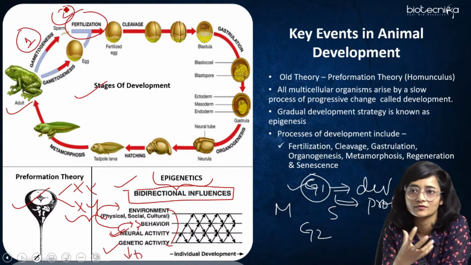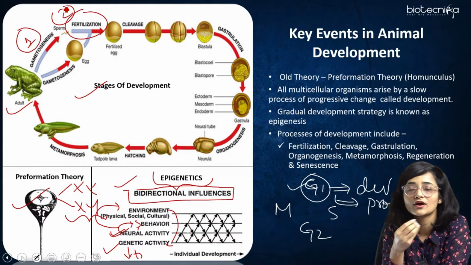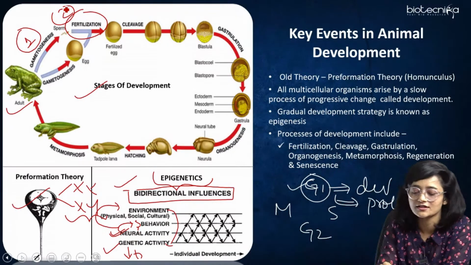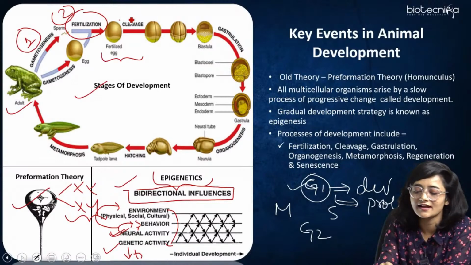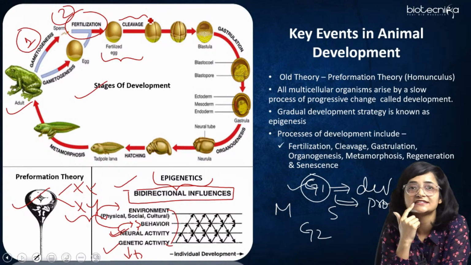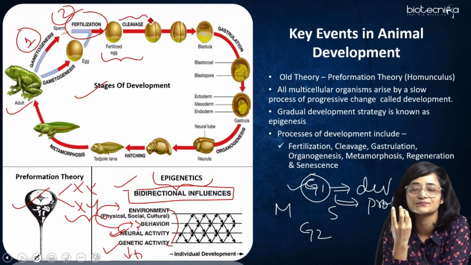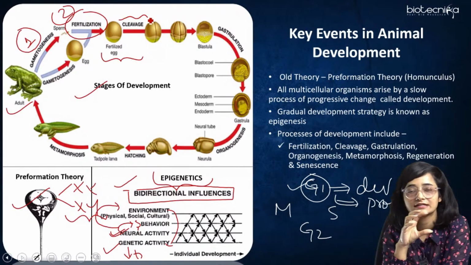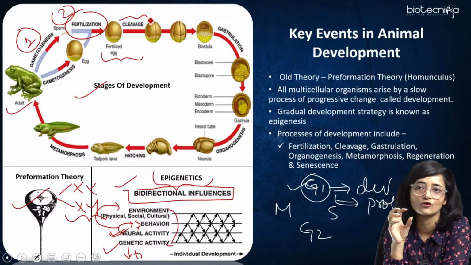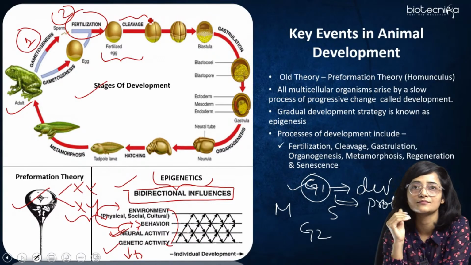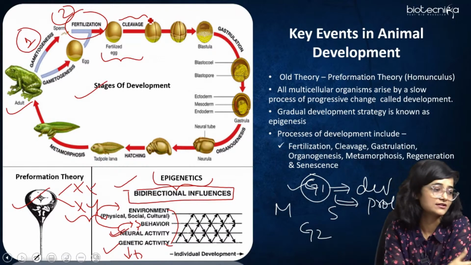A zygote is formed. This zygote goes through many cleavage steps, right? So this fertilized egg gets cleaved. And can you please tell me, which is the first stage that a fertilized egg forms when it gets cleaved, and how many cells are formed in that particular stage?